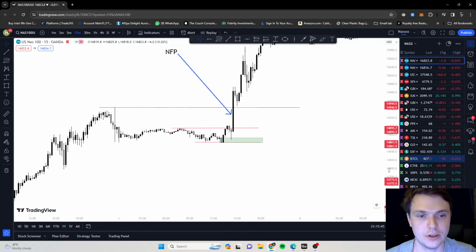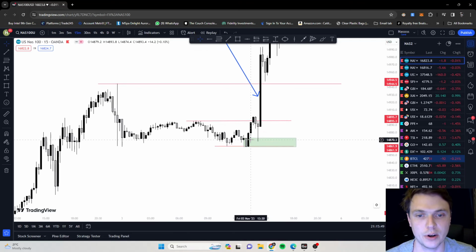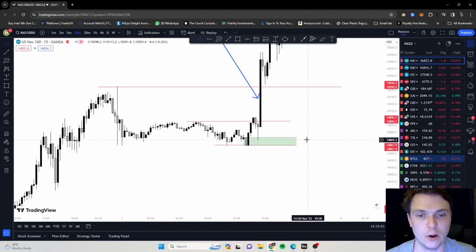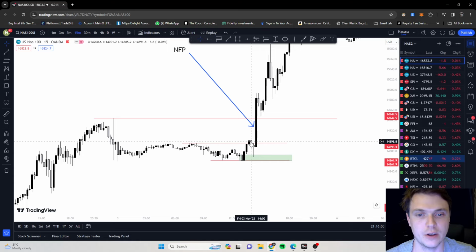Okay, as I told you guys previously, when it already took out the top and already took out the bottom after the London session, then you only look for order block retests. So it took out the bottom here just before NFP. And it took out the top just before NFP. In that case, we only look for an order block. Because it took out the top last, we're going to look for a buy.